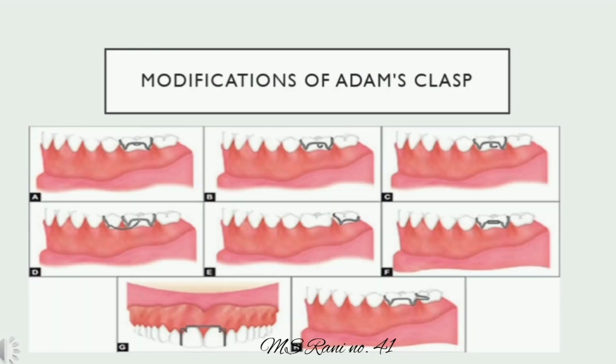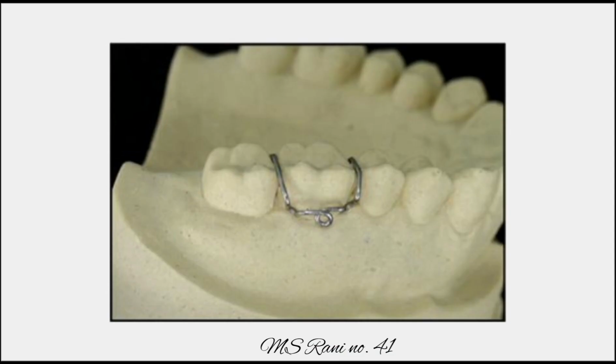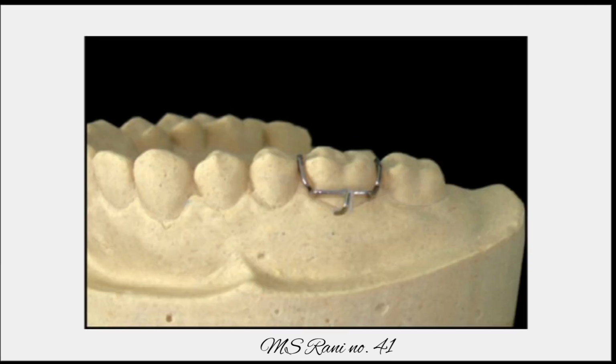The modifications of the Adams clasp are: first, the Adams clasp with helix. The helix is added in the middle of the bridge portion of the Adams clasp and is useful for attachment of elastics. Next, Adams with shouldered hook. A small hook is shouldered onto the bridge portion of the clasp and used for attachment of elastics.